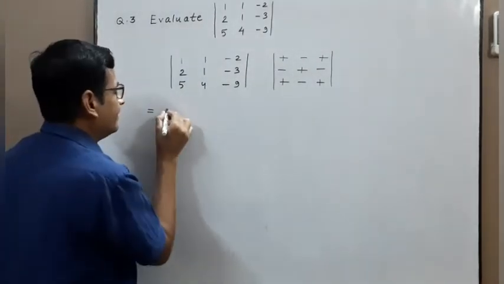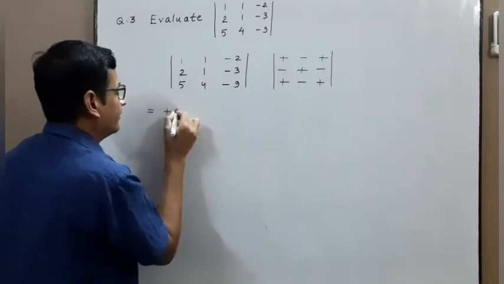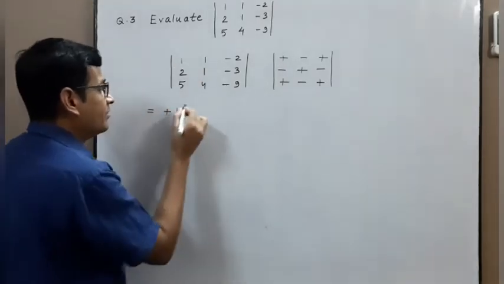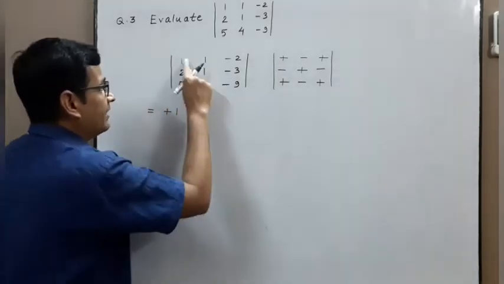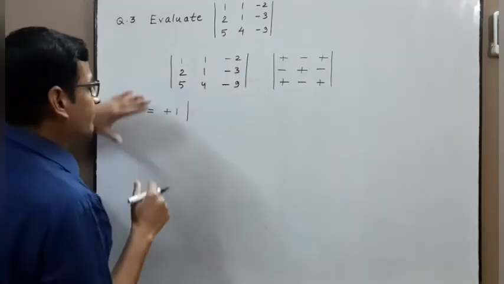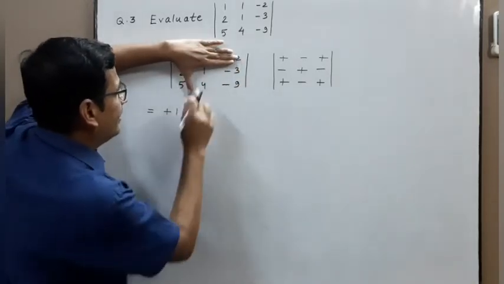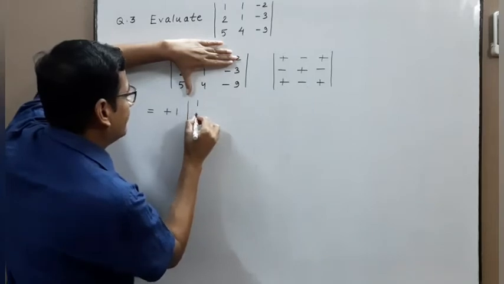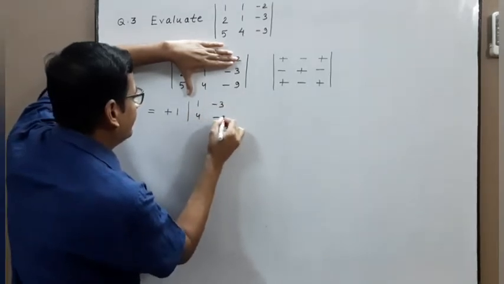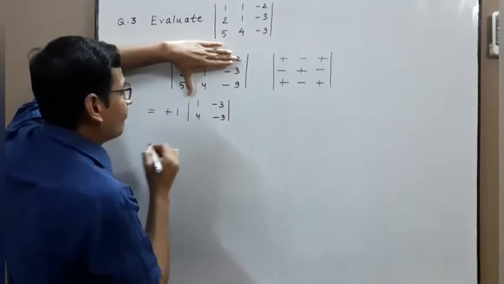First write the plus sign and then 1 into the determinant obtained by eliminating the first row and first column. That means eliminate this. And now write the remaining 4 elements: 1, 4, minus 3, minus 9.